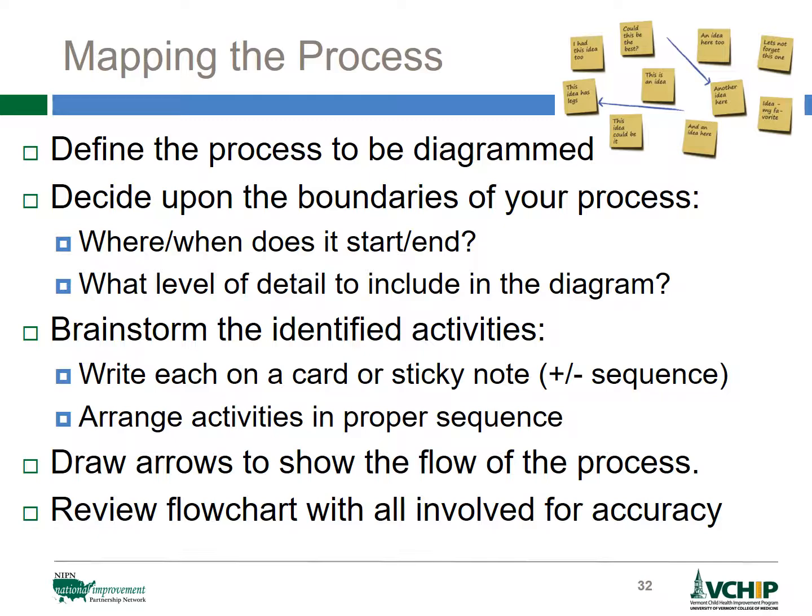So then the multidisciplinary team would brainstorm all the activities that go into that process. And you want to write one step. We typically use sticky notes. You can use index cards, doesn't really matter. But you're going to write all the activities that go into that process. After you've done that, you're going to collect all the stickies and arrange them in proper sequence, from start to end of the system. Then very simply, you draw arrows to show the flow of the process. There might be decision points by which two different paths, or more than that, could be followed. And then everyone would review that flow chart for accuracy.